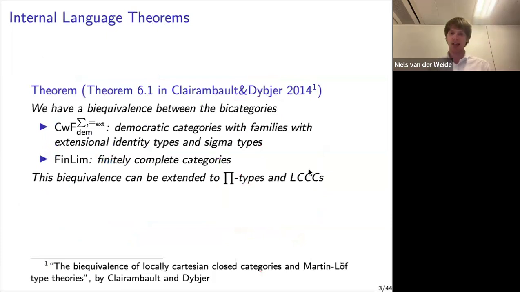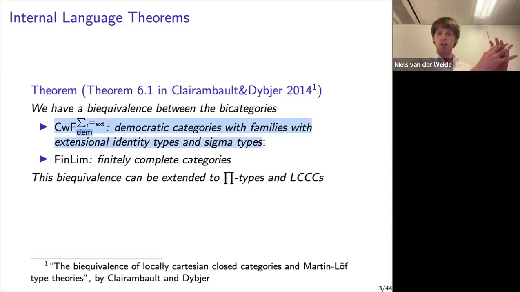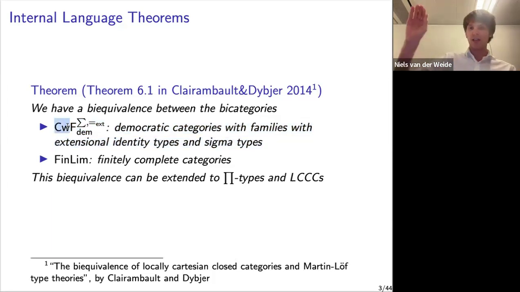There are various ways to make this precise, and one very nice way to make this correspondence between type theory and category theory precise is a theorem that was proven by Clairambault and Dybjer. It was a correction of what was done by Seeley, but I'll be focusing on the work by Clairambault and Dybjer. What they showed is that, on the one hand, we can form some kind of bicategory of models of theories. So they represent these using categories with families with sufficient type formers.